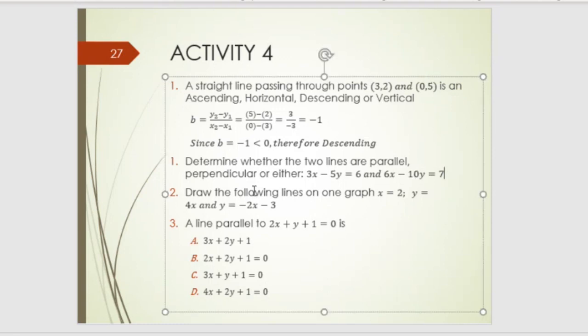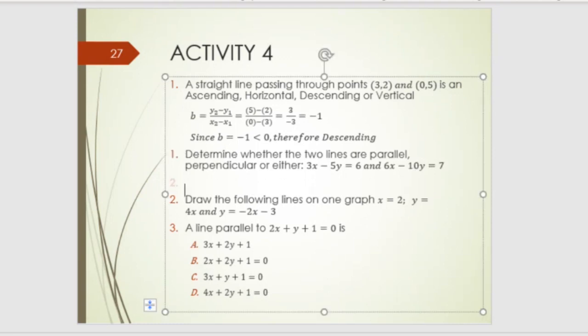All right, the next one: determine whether the two lines are parallel, perpendicular, or neither. We were not sure. So we have 3x minus 5y equals 6, and 6x minus 10y equals 7.